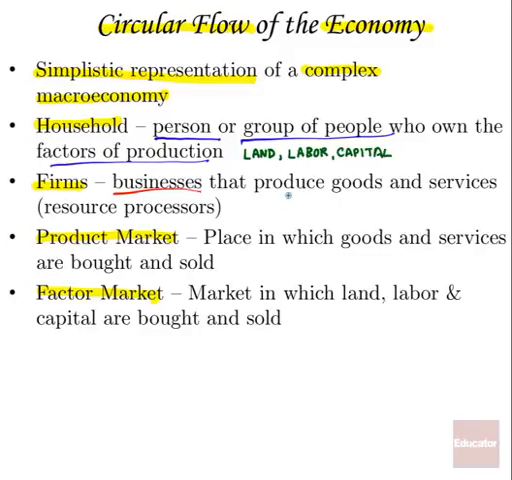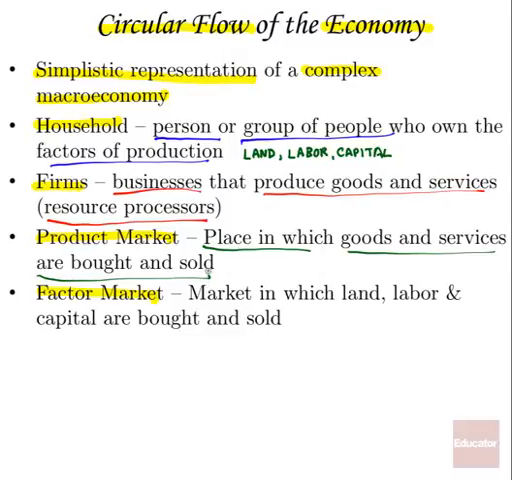So the businesses that produce goods and services, they're the resource processors, whereas the households, they own the factors of production. The businesses get it and they transform them into final goods and services, right? And this exchange actually takes place in the product market. So the place in which goods and services are bought and sold, whatever it may be, this is the product market. Now, where the household sells their land, labor, and capital, this is going to be referred to as the market in which land, labor, and capital are bought and sold, and that's the factor market.